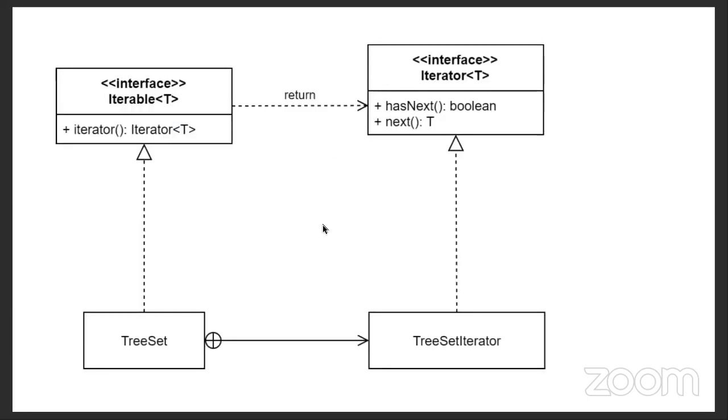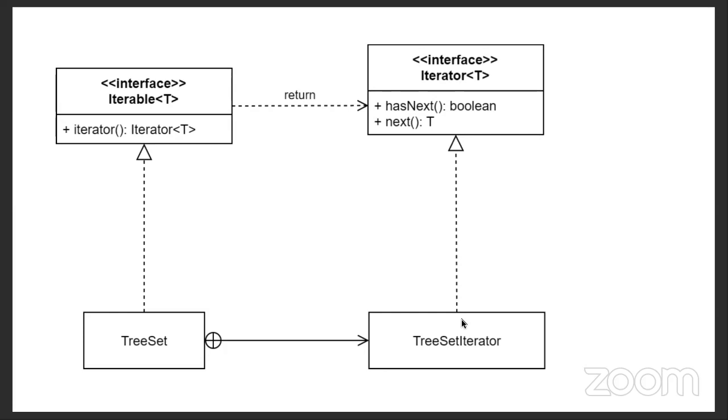So the diagram for this design pattern, if it's implemented in Java, will look like this. You have a collection that needs to be iterated over, and the interface, it's called Iterable. So anything that implements Iterable needs to provide this iterator method. And so users can use that method to get an iterator. And then Iterator has these two methods. And so when you build a collection, you also have to build the iterator for that collection.